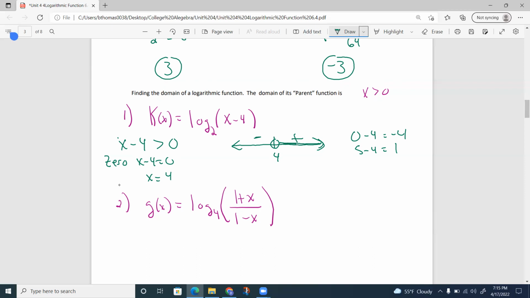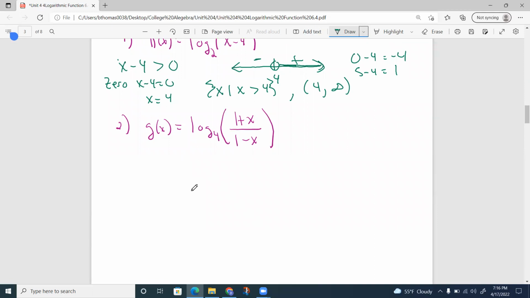So my domain, if I'm using set builder notation, would be the set of x's such that x is greater than 4. If I'm using interval notation, it would be open, we do not include the 4, 4 to infinity would be the domain written in interval notation.